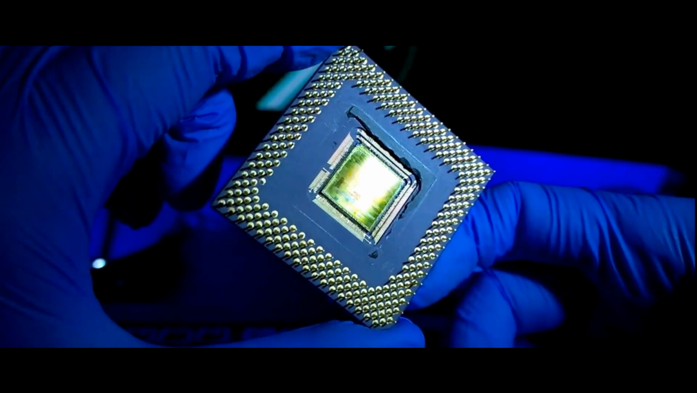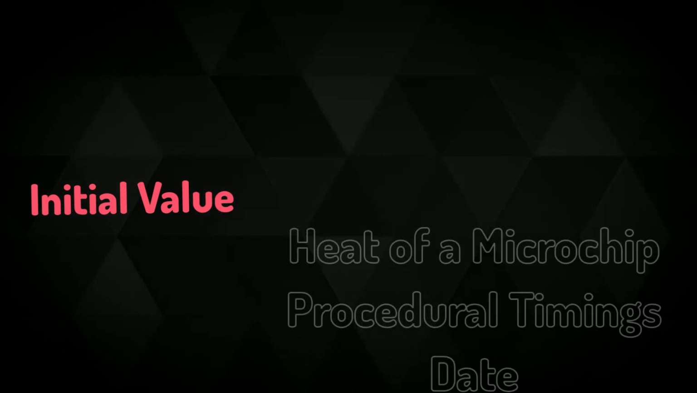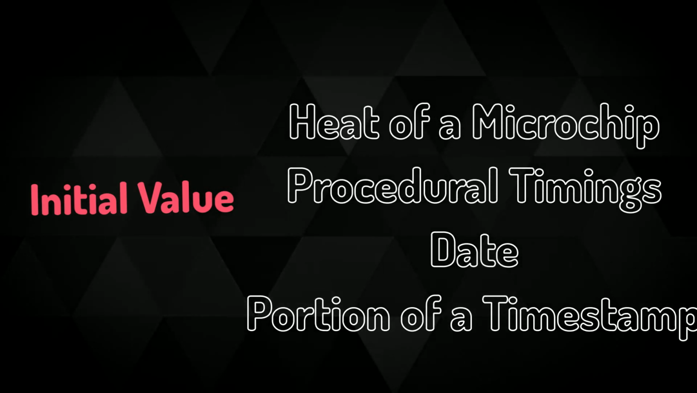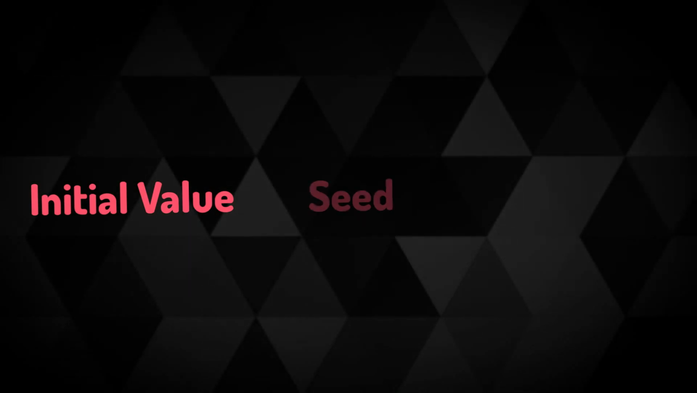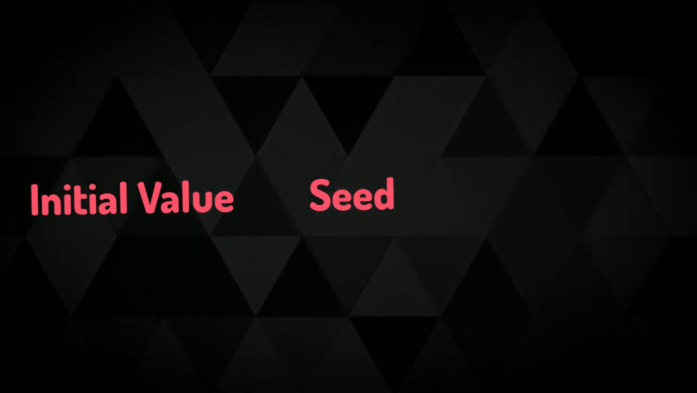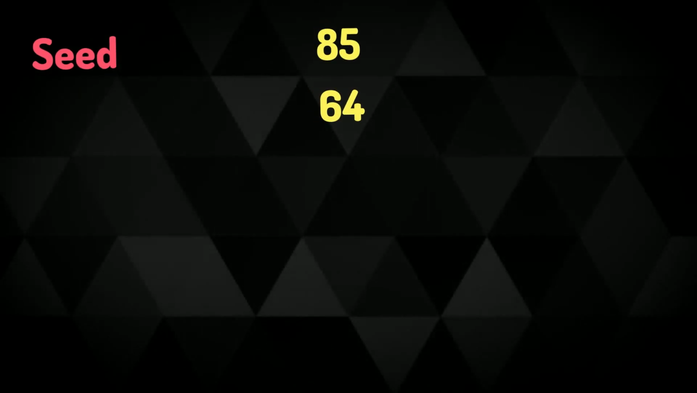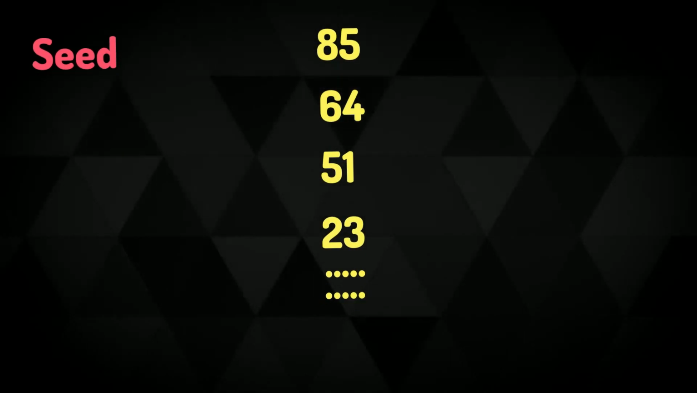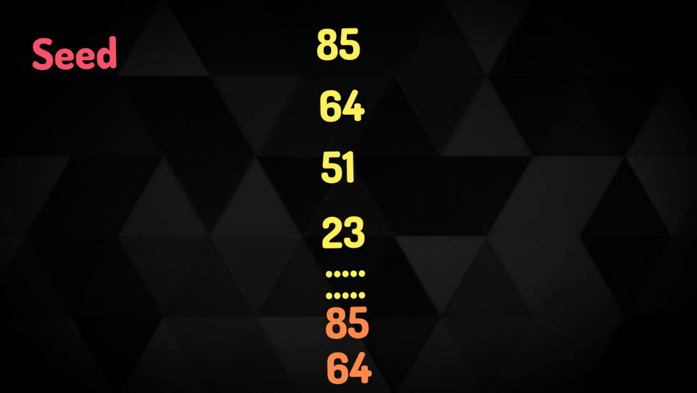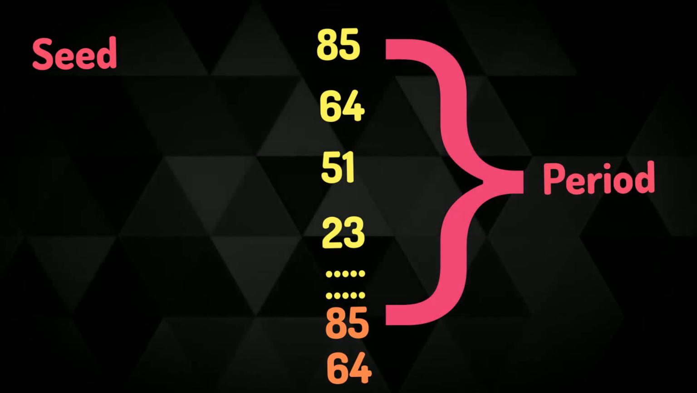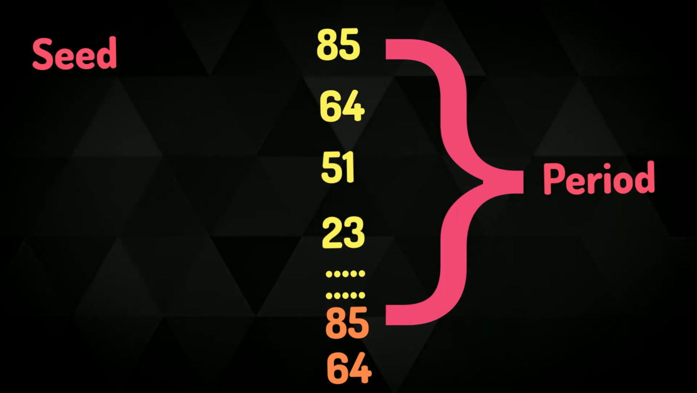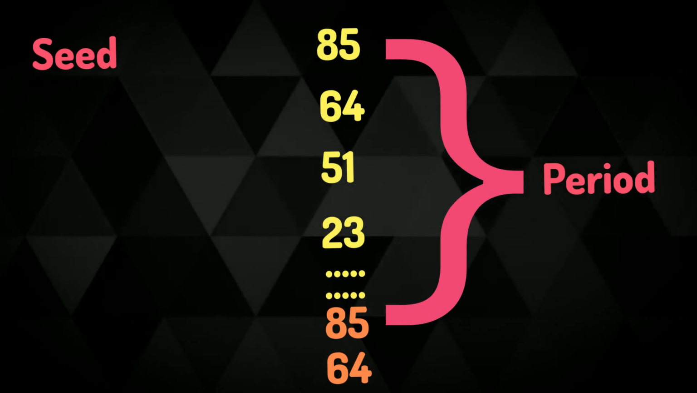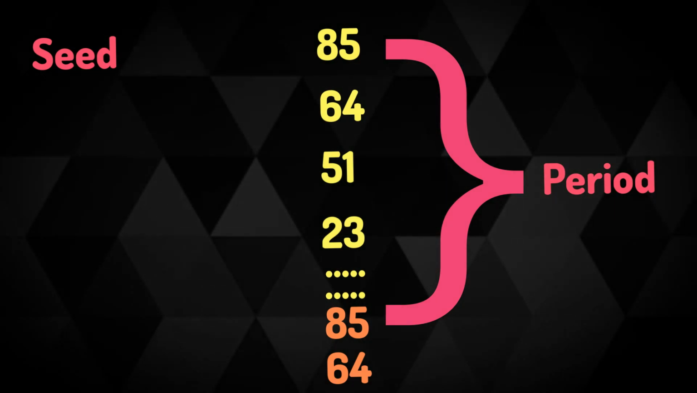So what does the computer do? It takes in an initial value. It can be anything from a source like the heat of the microchip, procedural timings, date, or a portion of a timestamp. This initial value is called a seed, which I was talking about before. This seed is used to generate the next number in the sequence and so on. This self-feeding algorithm repeats after a certain point. It's called its period. The better the system is, the bigger the period, because the system would have the capacity to generate more random numbers before looping onto itself.